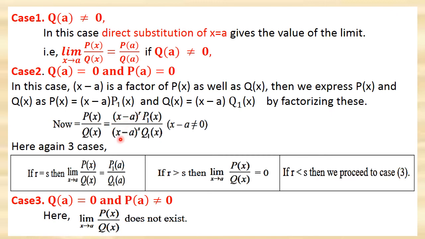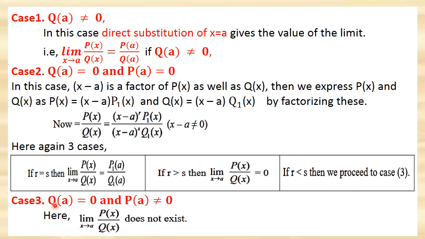And the third case, if r less than s, the factor x minus a raised to r will get cancelled from both numerator and denominator, and the denominator will contain the remaining factor x minus a raised to some other number. So if we directly substitute, the denominator will be 0 here, that is, x minus a means a minus a when we put x equal to a. Then we have to proceed to case 3.